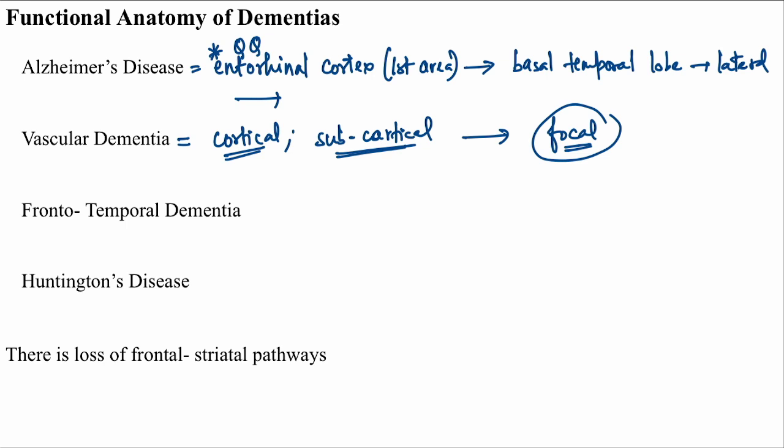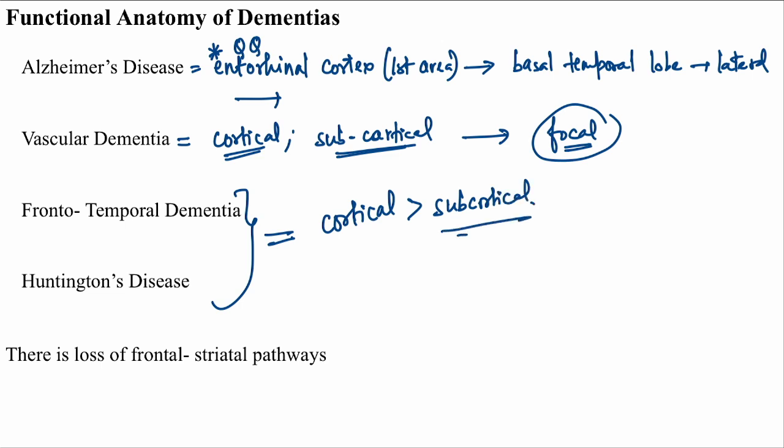This is vascular dementia. Frontotemporal dementia and Huntington disease. In both these causes of dementia, the most commonly involved areas are the cortical areas, followed by subcortical areas. Right. So these are the areas which are involved in these dementias. Now, what are the actual circuits which are involved? There is loss of frontostriatal pathways, right? There is frontal to the striatum. Striatum involves the caudate, putamen, nucleus accumbens.